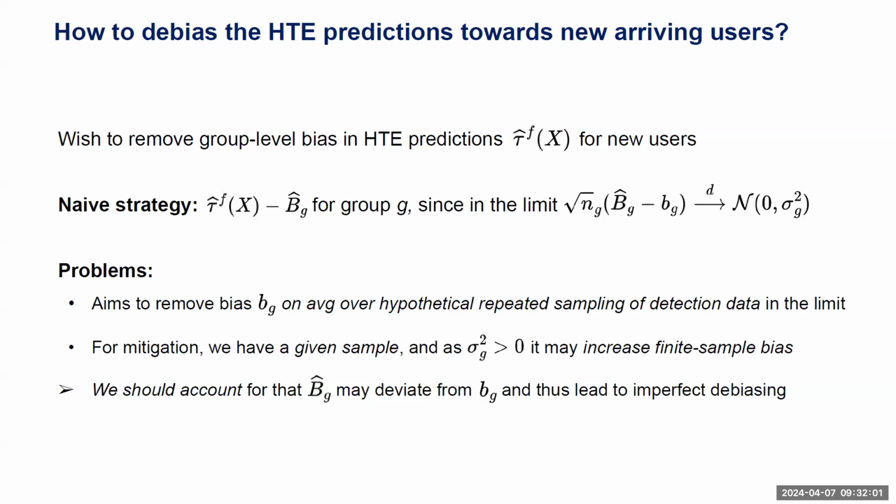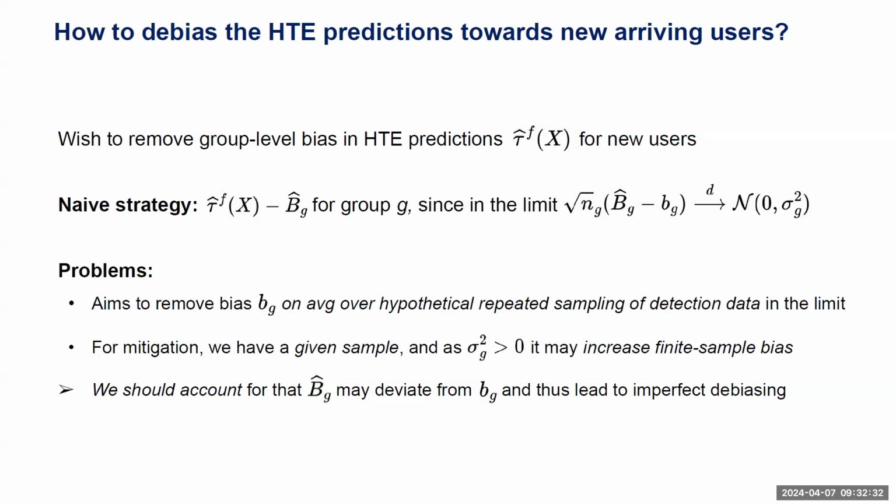Because then clearly on average, in the limit, there would be no bias left, right? You would think so. The problem is that this relies on frequentist statistical inference, where we think of this as repeated hypothetical sampling. So such a strategy would aim to remove bias on average if we had hypothetical repeated sampling. However, in practice, what we have is, of a given sample of new users, one fixed sample.